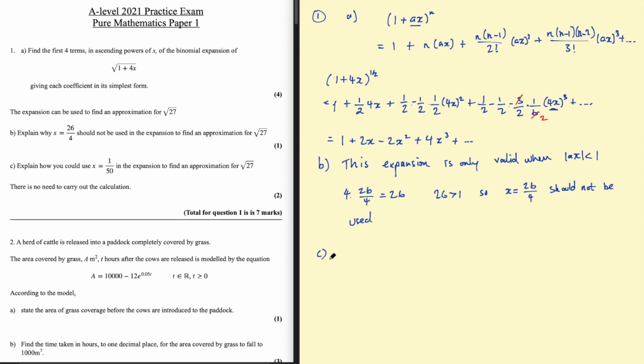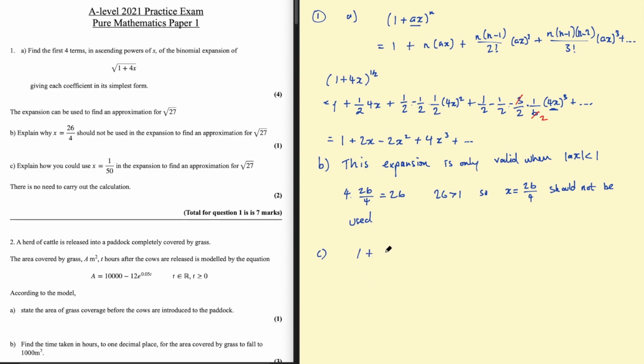Okay, so part C says, explain how you could use x equals 1 on 50 in the expansion to find an approximation for the square root of 27. There is no need to carry out the calculation. So let's see what happens if we plug 1 on 50 in for x here.